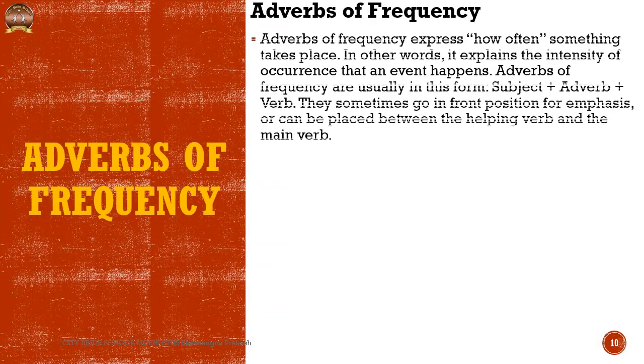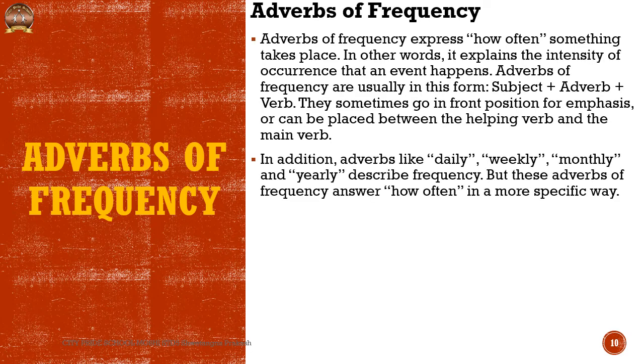Now frequency. Adverb of frequency expresses how often something takes place. In other words, it explains the intensity of the occurrence. Yes, and it is usually found in the form subject, then adverb and then verb. So it is placed before the verb. But sometimes it may go in front position for emphasis or can be placed between the helping verb and main verb too.